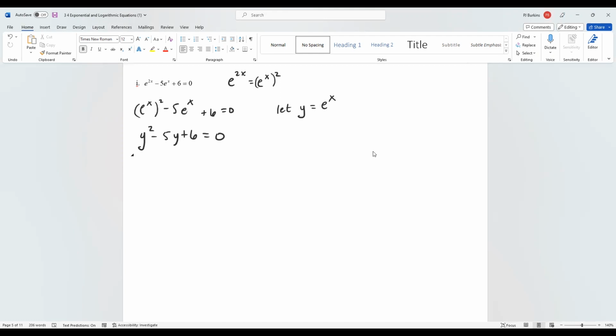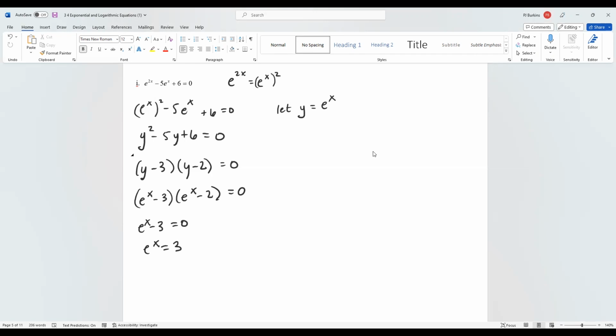So I need two numbers that multiply to 6 and add to -5. So that looks like that's going to be y minus 3 and y minus 2. At this point, I can go ahead and replace the y's with e to the x. So this is e to the x minus 3, e to the x minus 2. And then, of course, if either one of them could be 0, that means I can set them individually to 0 and solve. So this gives me e to the x equals 3.